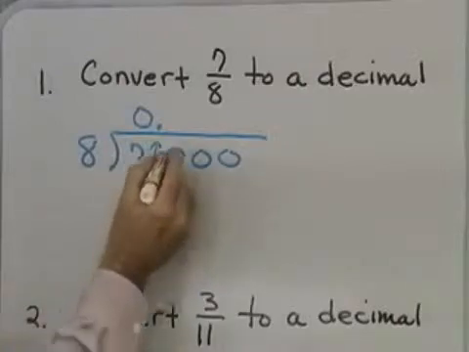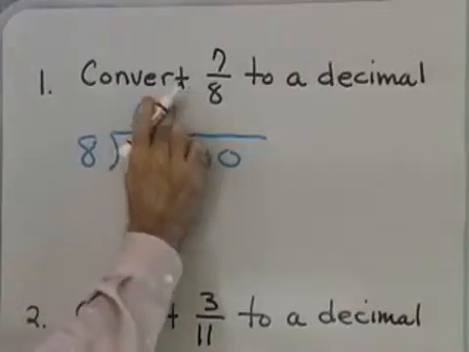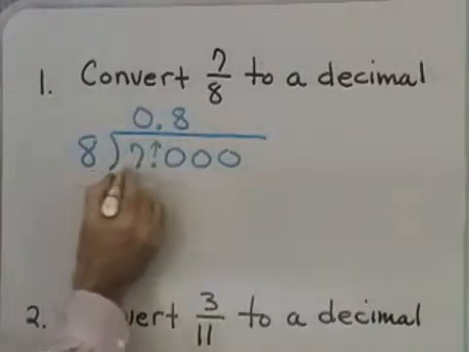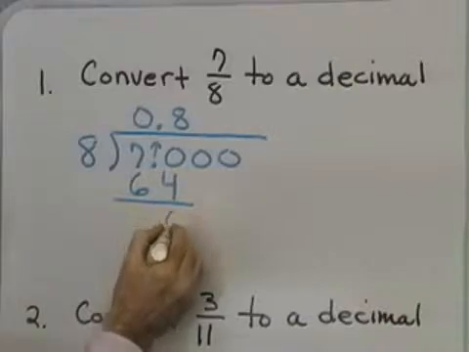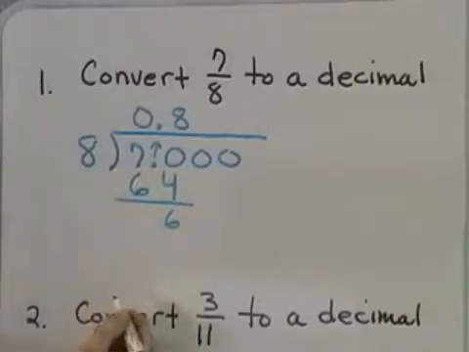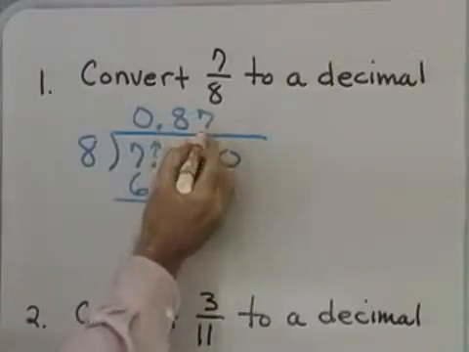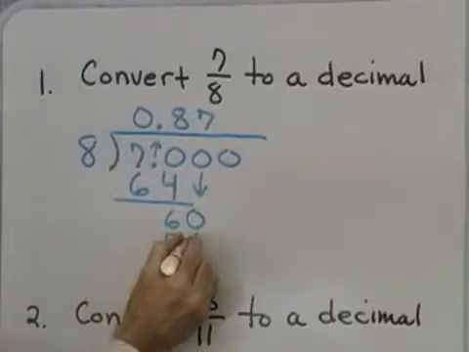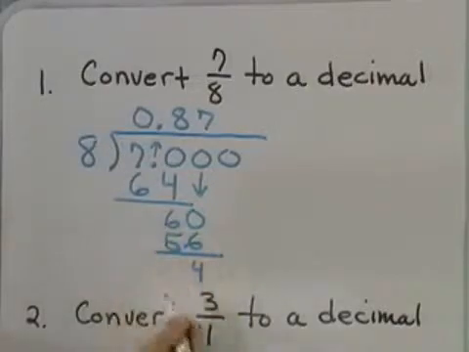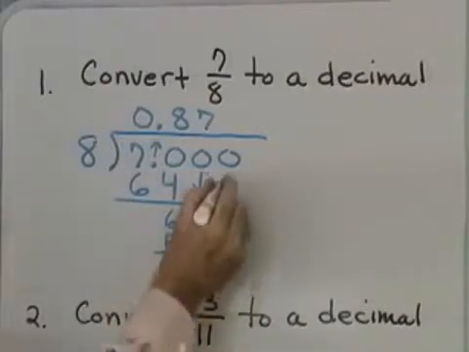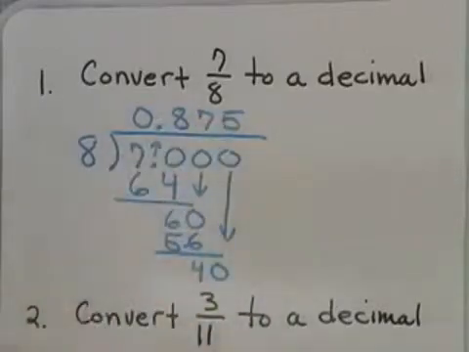8 goes into 70... let's try 8. Okay, 8 times 8 is 64. Subtract, 4 from 10, I get 6. 6 from 6 will be 0 when I borrow there. Bring down that 0. Let's try 7. 7 times 8 is 56. Subtract here, I get 4. 5 from 5 will be 0 after I borrow 1 from that 6. Bring down that 0, and that goes in there exactly 5 times.